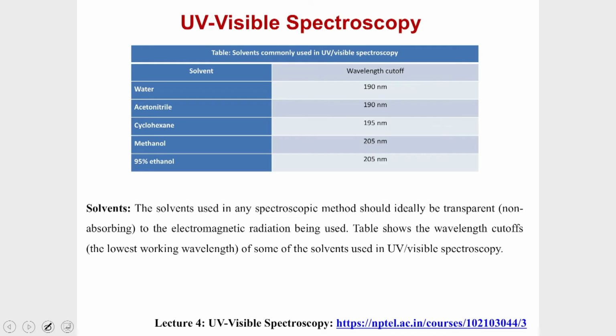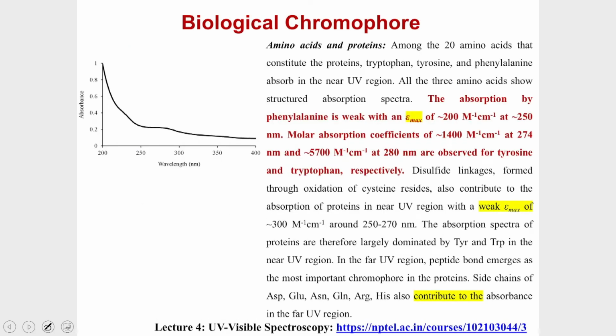Apart from that, you can have biological chromophores. So far we have discussed small molecule chromophores. A classical example among biological chromophores is the amino acids. The protein is made up of 20 amino acids. Among them, tryptophan, tyrosine and phenylalanine absorb in the near UV range.